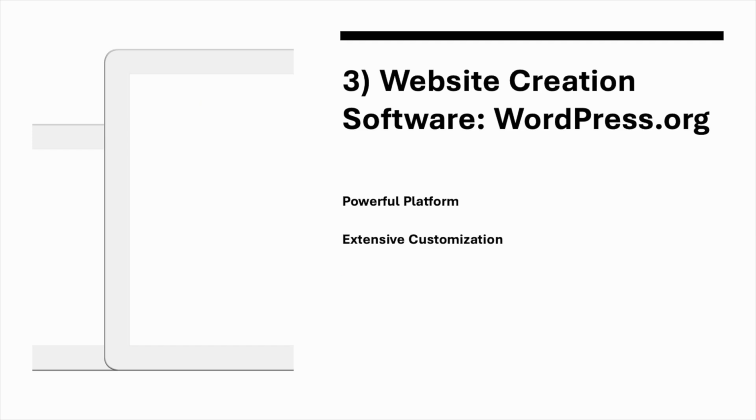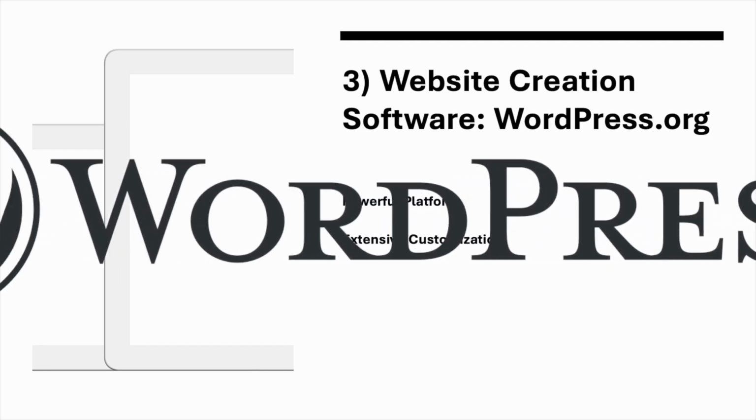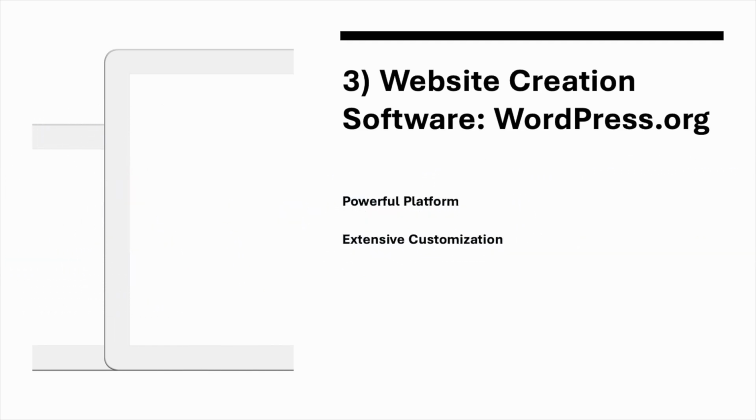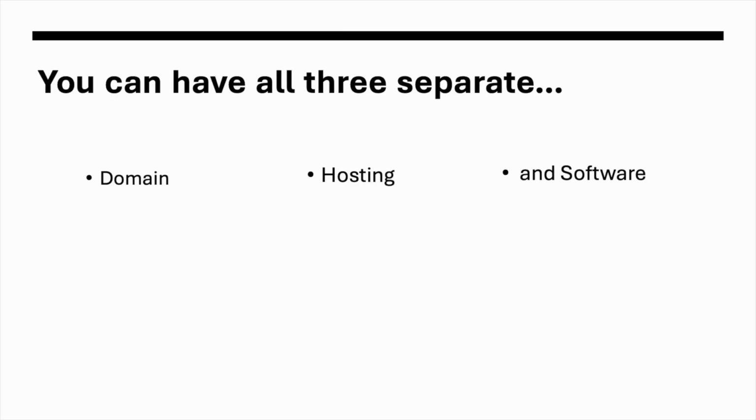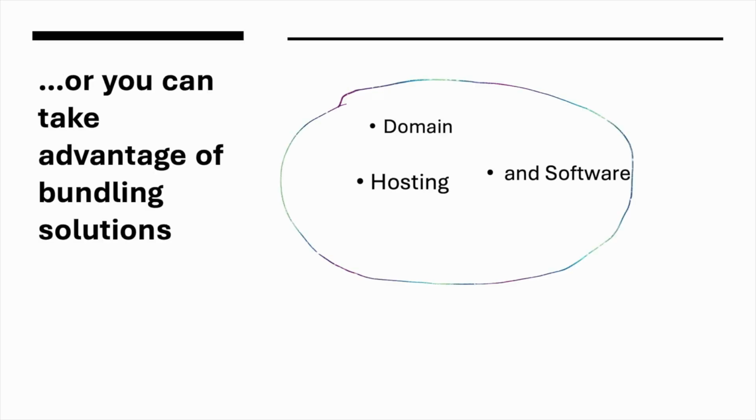Now websites are created with software like WordPress.org, which is free. Technically, it is an open source software. WordPress.org is the software that runs almost 43% of all today's world websites. Now you can have all of these three components separate, the hosting, the domain name, and the software running the site, or a convenient solution is to have all of them in a bundle, and many companies offer that.